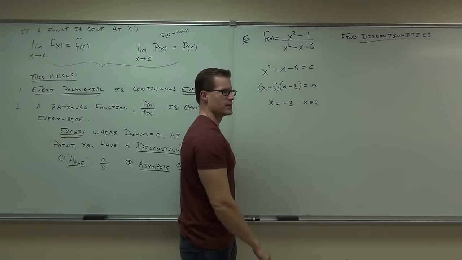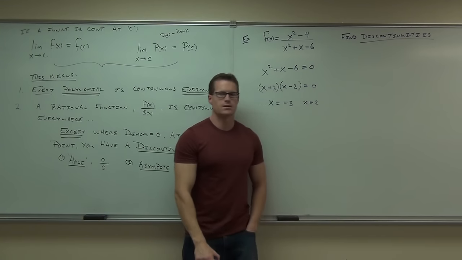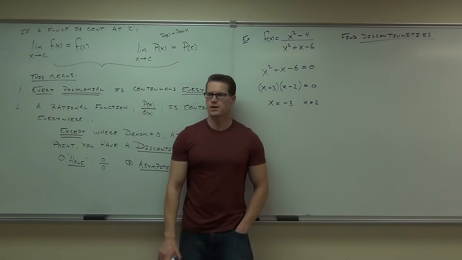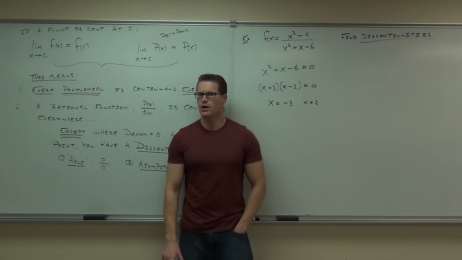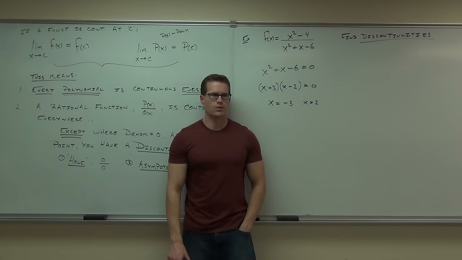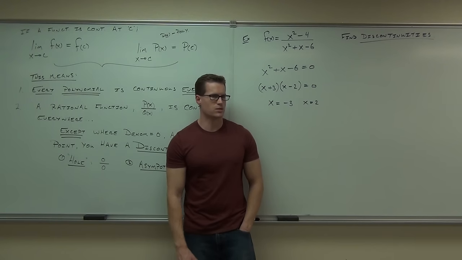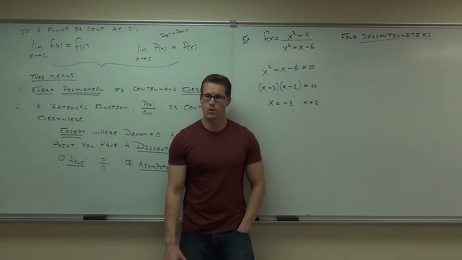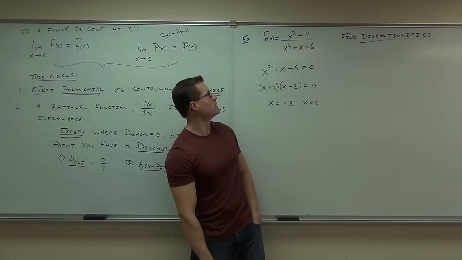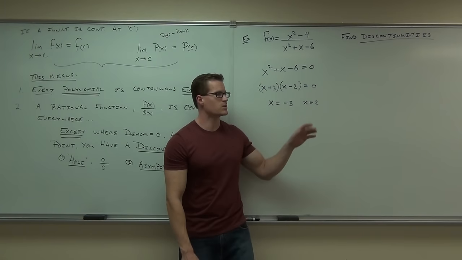Did you get 2 and negative 3 as well? Now, I want you to go one step further. I want you to identify whether those things are holes, whether those things are asymptotes. And here's the way you can do that. Factor both the numerator and denominator as much as you can. Or plug in one of those numbers and see what you get. You can do it that way too.